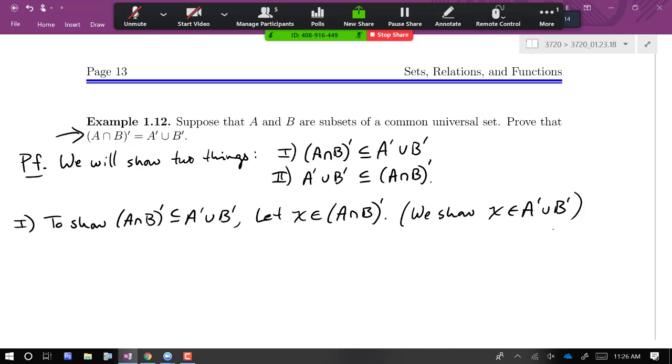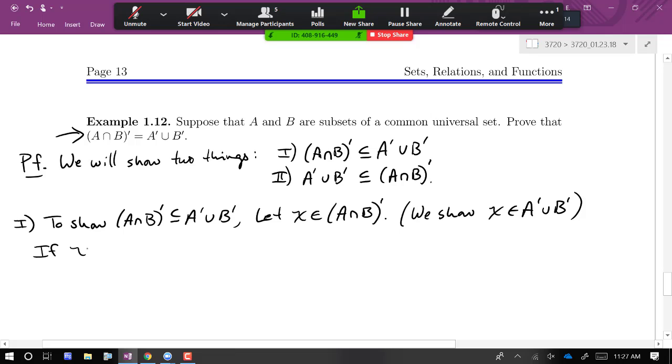The reason this works, the reason this plan will establish the containment that we're after, is because I have assumed nothing about the element X other than that it's in the complement of A intersect B. So it is an arbitrarily chosen element, which means if I can establish that X is in A complement union B complement, then that argument holds for every element I might find in the complement of A intersect B. So let's see where we get.